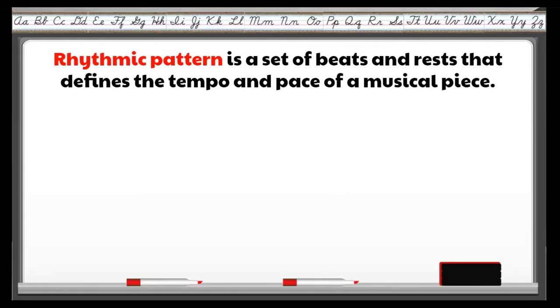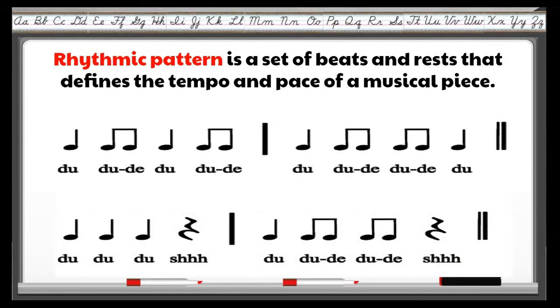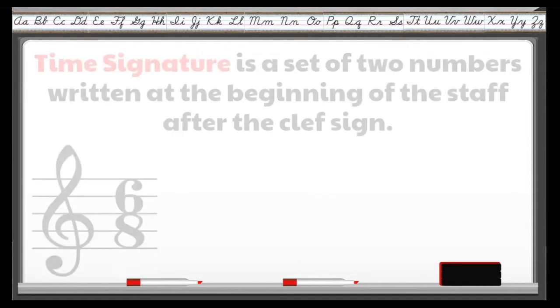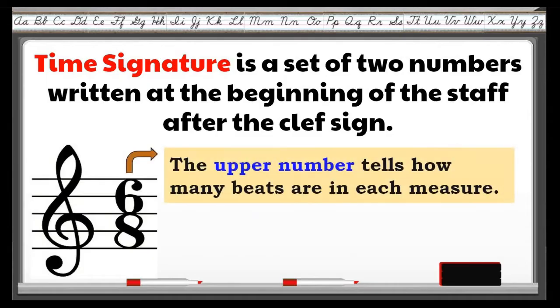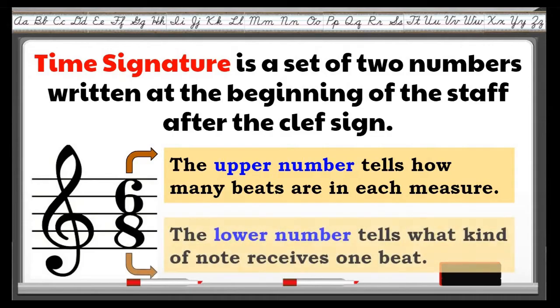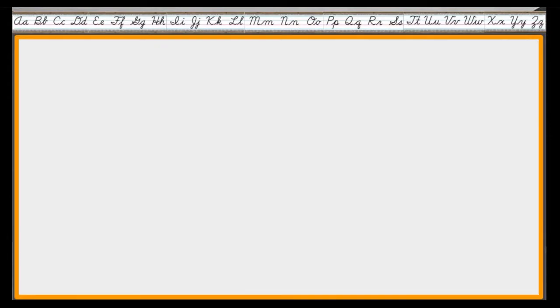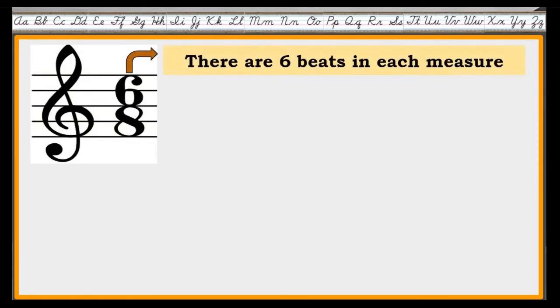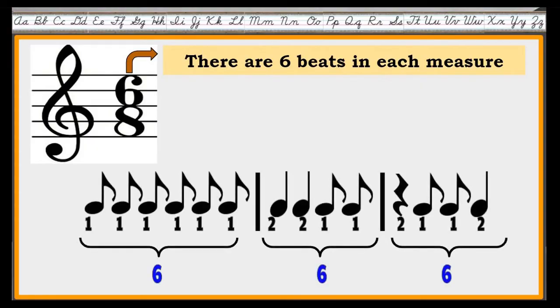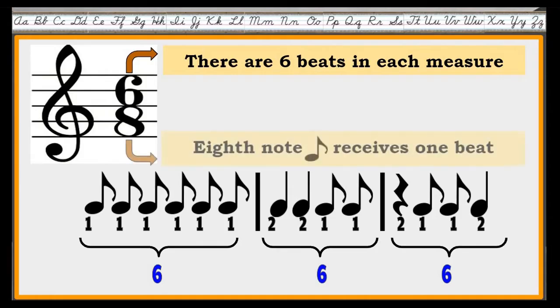Rhythmic pattern is a set of beats and rests that defines the tempo and pace of a musical piece. Time signature is a set of two numbers written at the beginning of the staff after the clef sign. The upper number tells how many beats are in each measure. The lower number tells what kind of note receives one beat. In 6/8 time signature, there are 6 beats in every measure, and the 8th note or rest receives 1 beat.